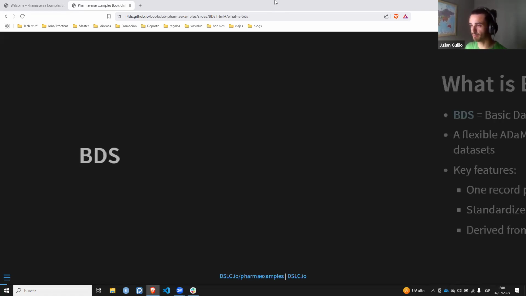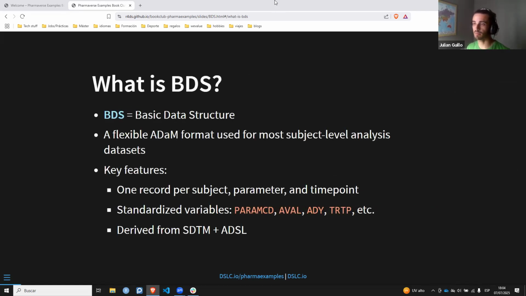So let's begin. BDS stands for Basic Data Structure, and it's a very flexible data format that is used for many subject level analysis data sets. There's only one record per subject, parameter, and time point. It's different from ADSL because in ADSL it's only one per subject, but in this case you may have several rows on the same subject but taken at different points of time, for example, or for a different parameter. It has several standardized variables, the same as ADSL, and it's derived from SDTM and ADSL.